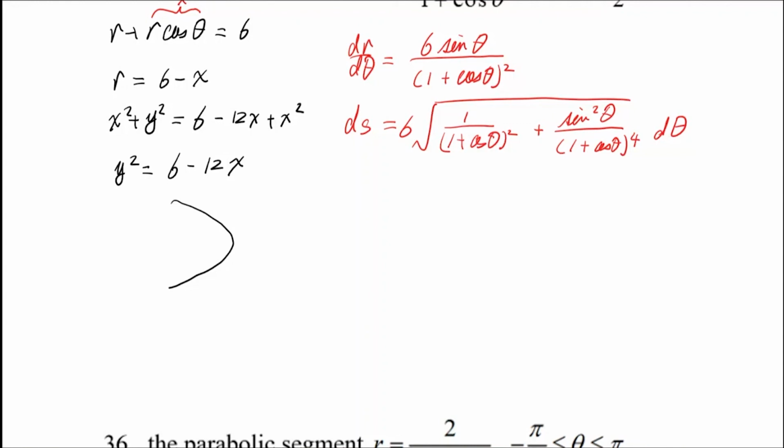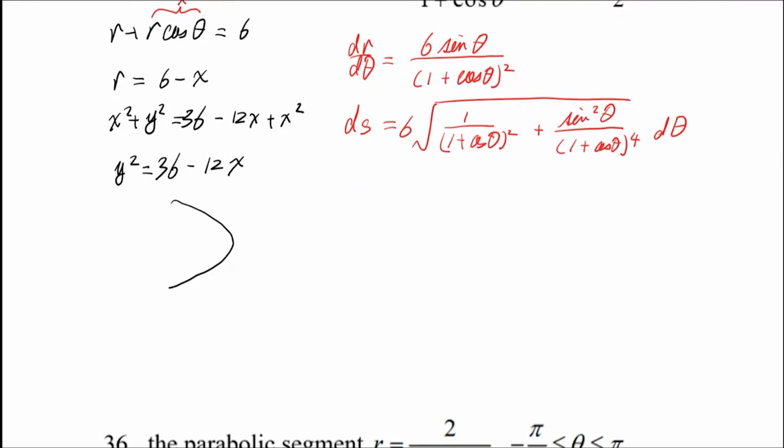Oh, shouldn't it be y squared equals 36 minus 12x? Y squared is equal to, oh my God, that's embarrassing. Yes. Nice catch.